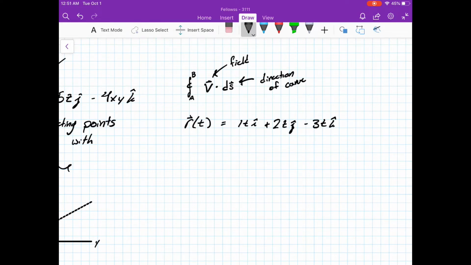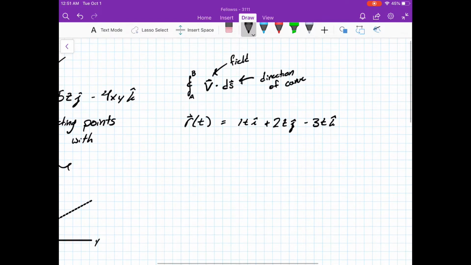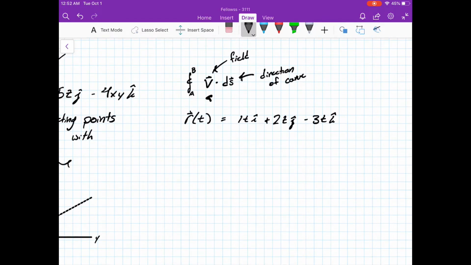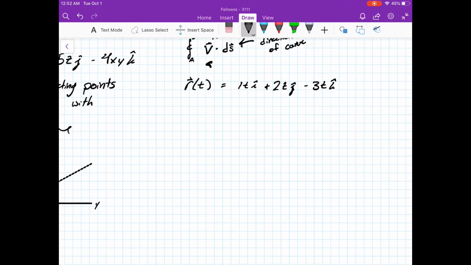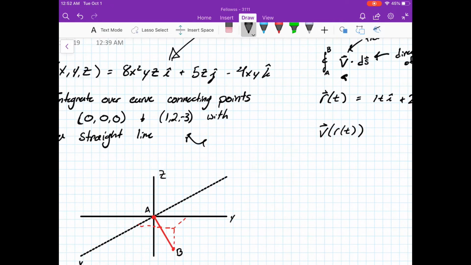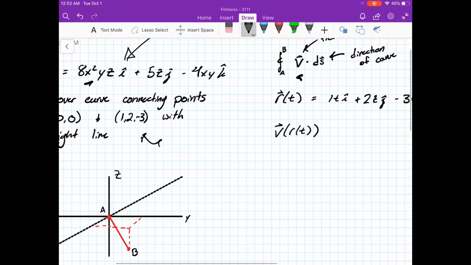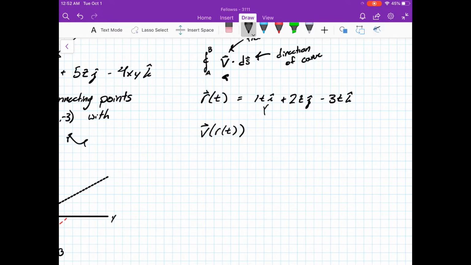Next thing we want is to make sure we're evaluating our vector field along r of t. So we'll say we have v of r of t, and this is how we parameterize our x, y, and z in the velocity field in terms of t. So we have our x.